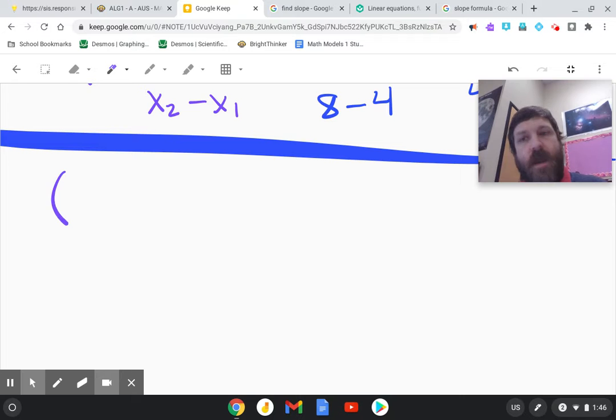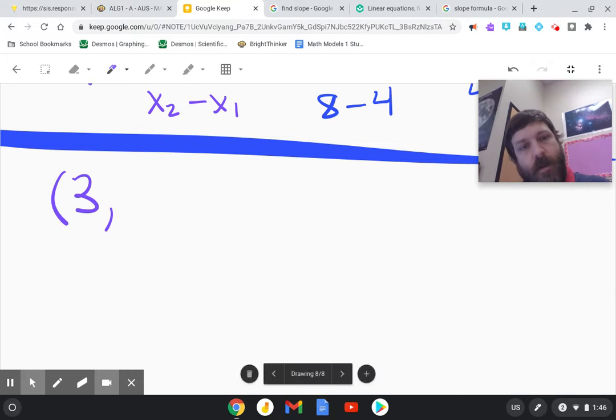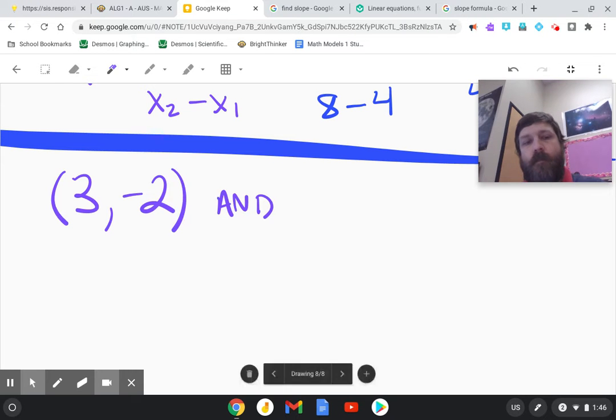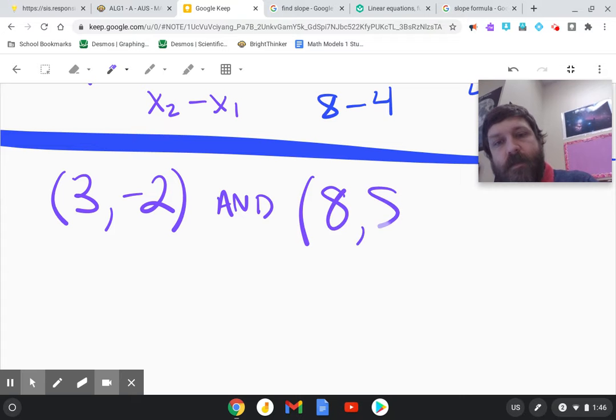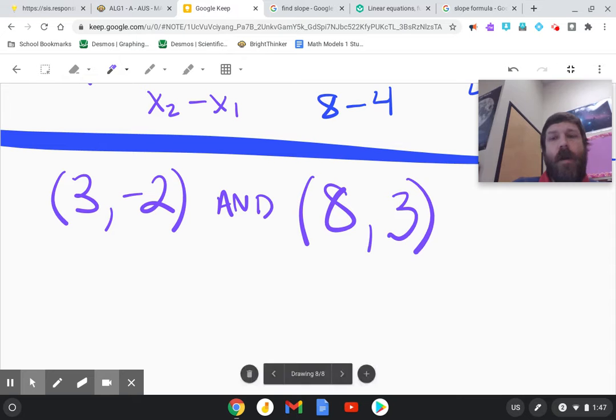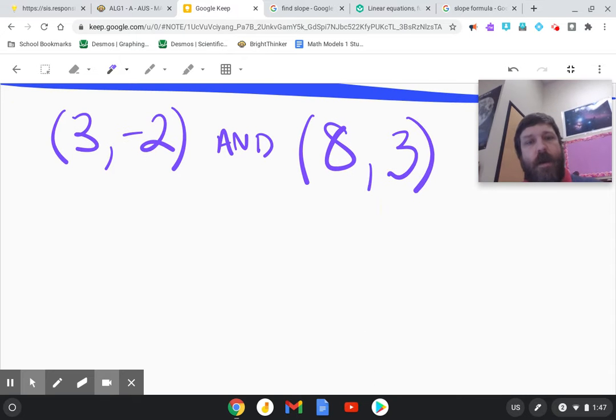All right. Let's say I have 3 and -2. Actually, I'm going to change that. I'm sorry about that. Let's do 8 and 3. All right. So let's look at what happens here.